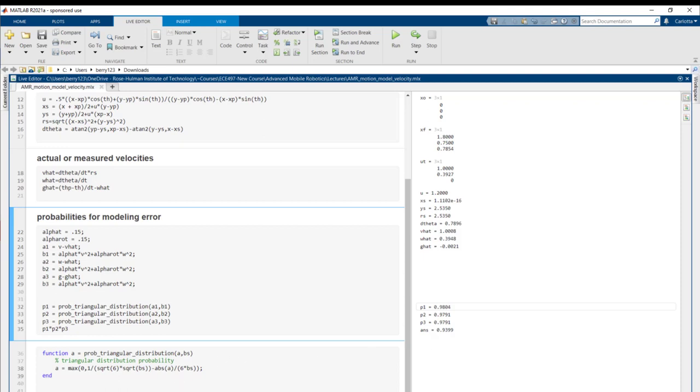The last thing we have on our MATLAB script is just our function for finding the triangular distribution probability. And this concludes our example on velocity-based motion modeling.